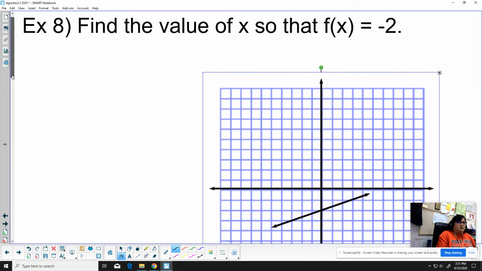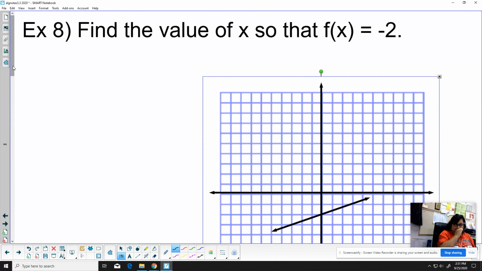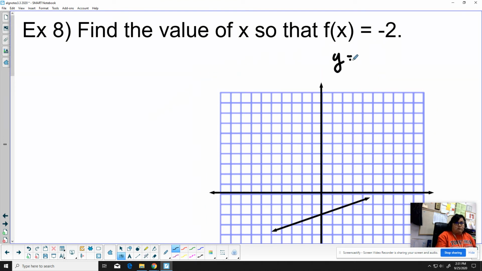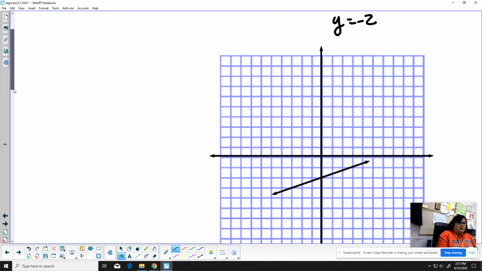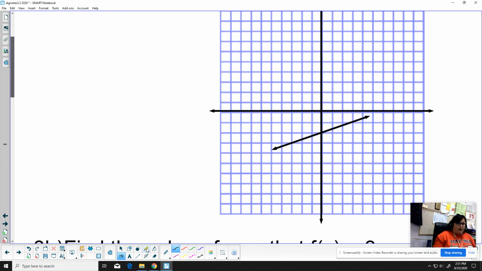All right, so these are in your book, and I think they're important. It says, find the value of x so that f of x equals -2. Well, that's the same as y equals -2. So I go to the graph, and I look for y, which is the up and down, and -2, which is right there. Well, at this point, what is the x value? Well, the x is 0, because look, if I go up, the x is right here. This point is 0, -2. So when y is -2, x is 0.